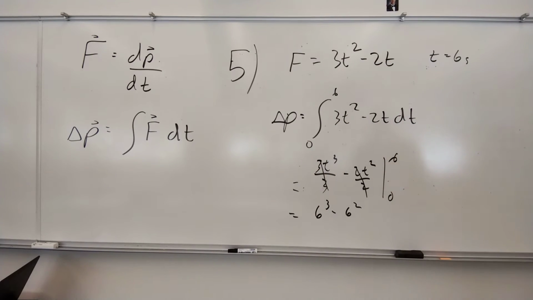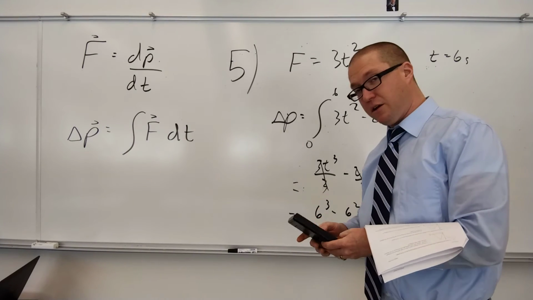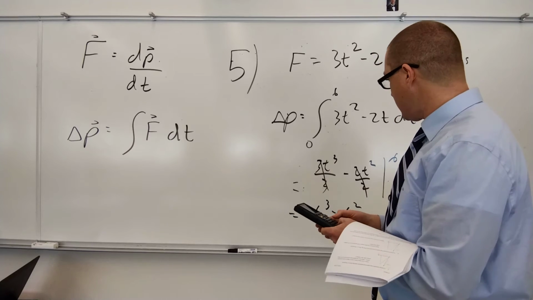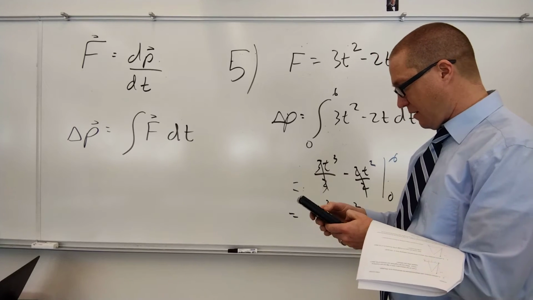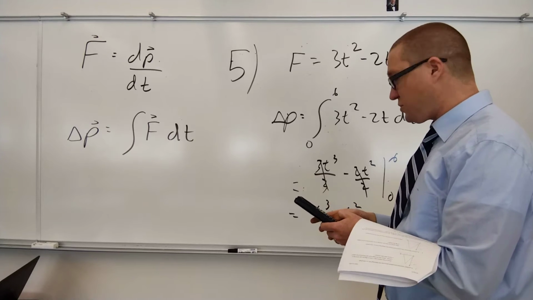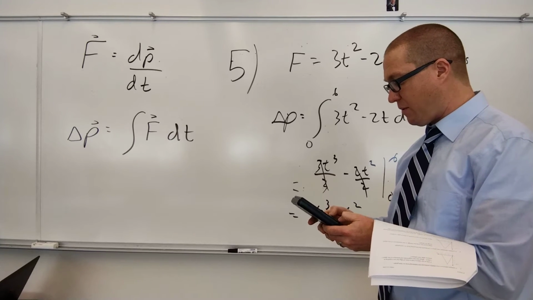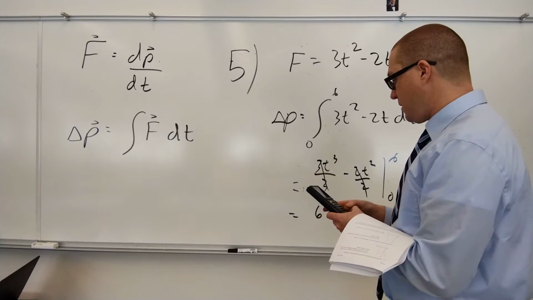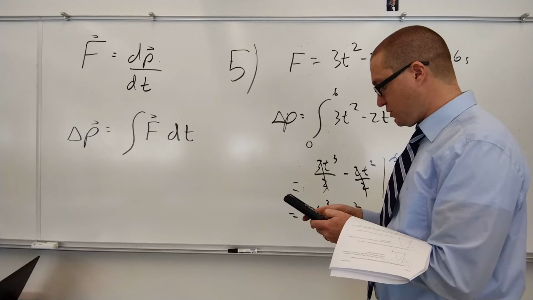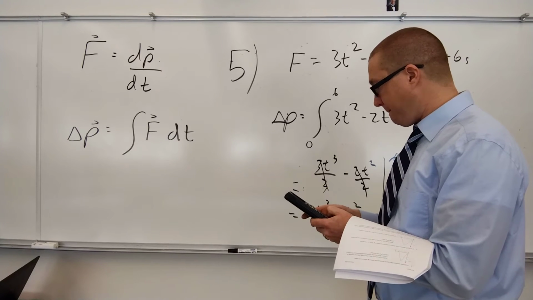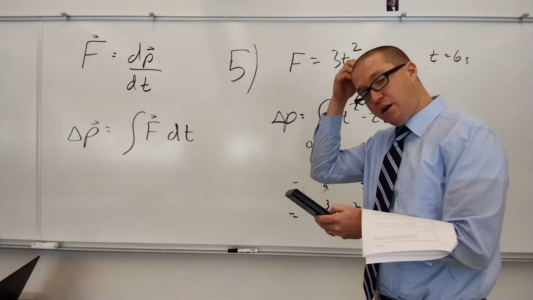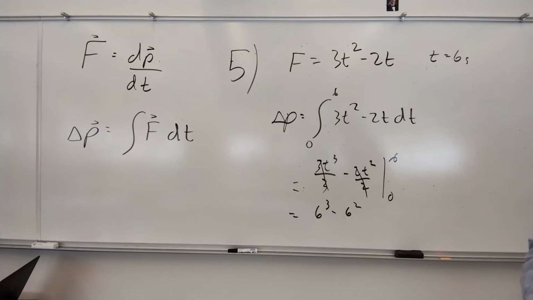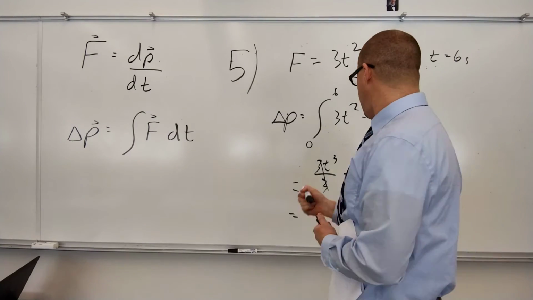Now, fortunately, I don't have one of my students in class here to check my work, which is often something that I benefit from. One of my students can tell me quickly if I made a calculation error. 6 cubed minus 6 squared is 180. So I have a change in momentum of 180.